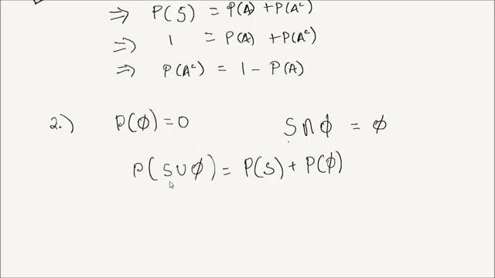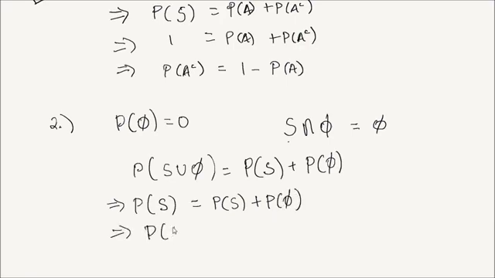The union of S and the empty set is S itself. That is equal to P of S plus P of the empty set. Rewrite that to find the probability of the empty set is equal to the probability of the sample space minus the probability of the sample space, which is 0.